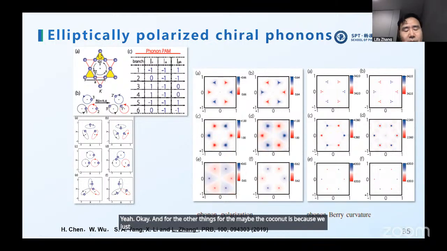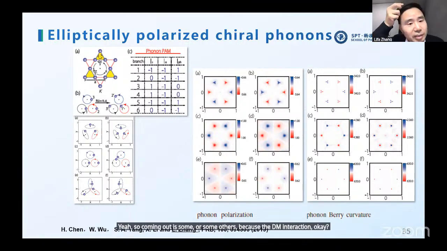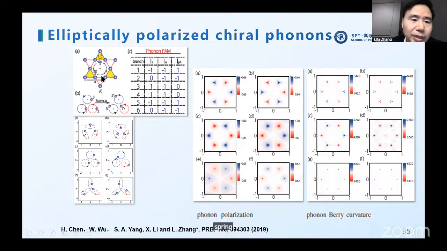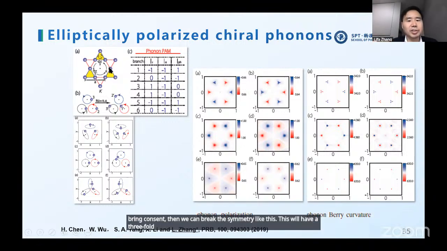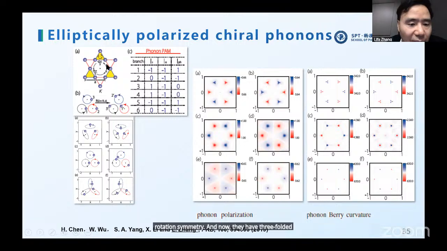And as I mentioned before, I also worked on topological magnons. Topological magnons were mostly studied in the Kagome lattice, which has skyrmions and other phenomena because of the DM interaction. So here we calculate the phonon case. How about this system? There is an inner cell and an outer cell with different spring constants, so we can break the symmetry like this. Before this it was sixfold rotation symmetry, but now it has threefold rotation symmetry.